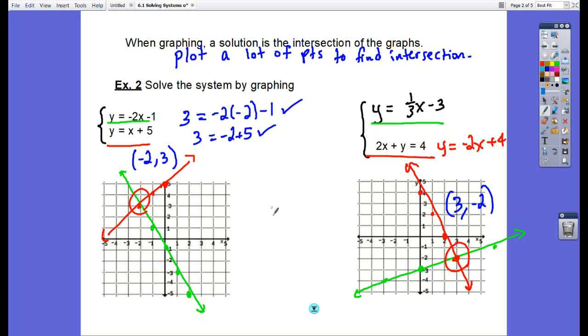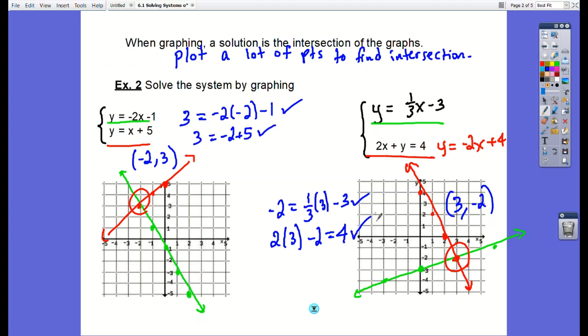So -2 equals 1/3 times 3, minus 3. 3 times 1/3 is 1. 1 minus 3 is -2. Yep. And then 2 times 3 minus 2 is 4. Yes, that one also works.